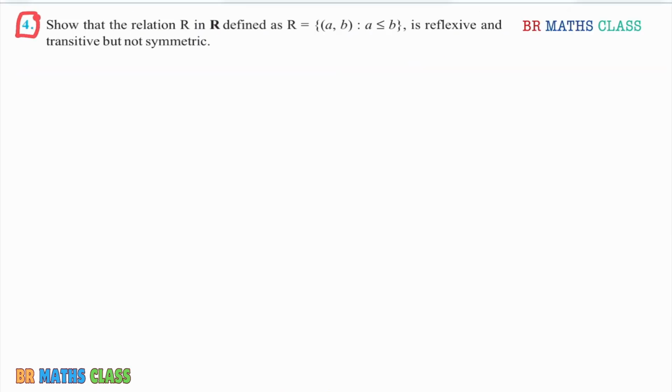This is question number 4. You observe what they are asking in this question. Show that the relation R, which is defined on real numbers, and the relation is defined like this, is reflexive, transitive, but not symmetric. We need to prove that. As usual, for all the 3 problems that we have done till now in this exercise, we wrote 3 points in the beginning. I'll write those 3 points here.